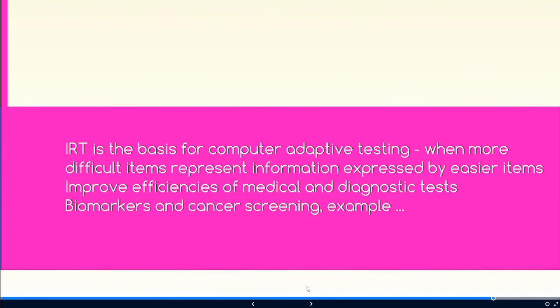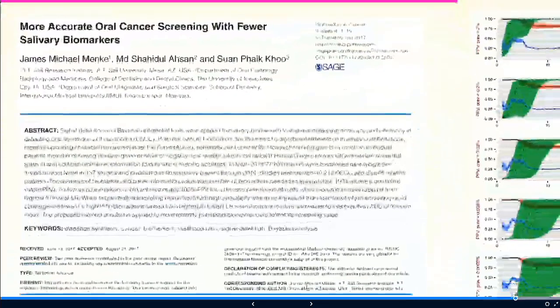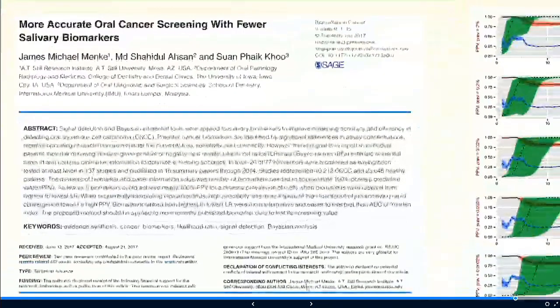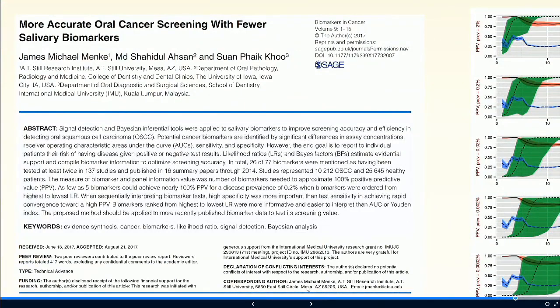So, I said IRT is the basis for computer adaptive testing, and when more difficult items represent information expressed by easier items, we can improve the efficiency of medical and diagnostic tests. So this is a paper that I just published: More accurate oral cancer screening with fewer salivary biomarkers. I started this in Malaysia. I worked there for 3 years.